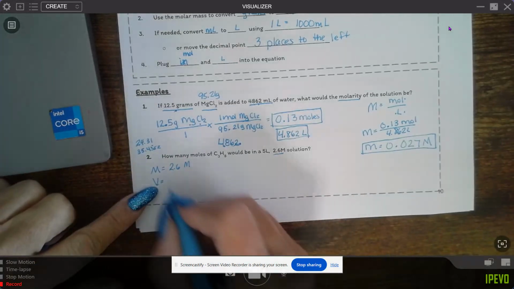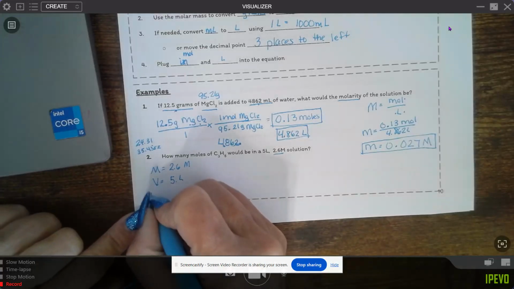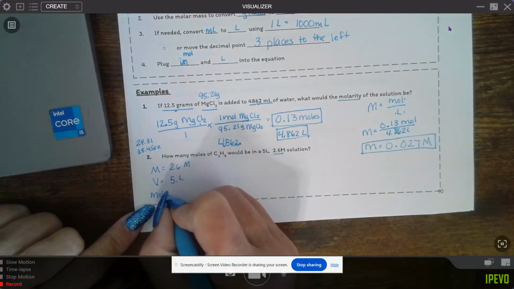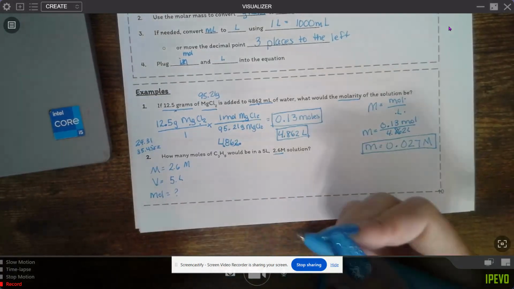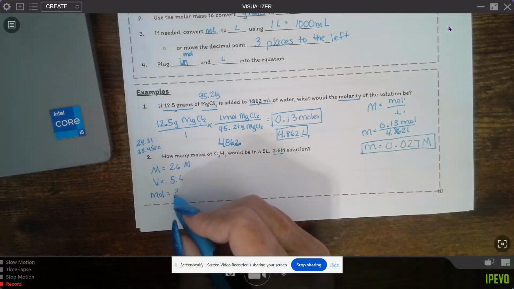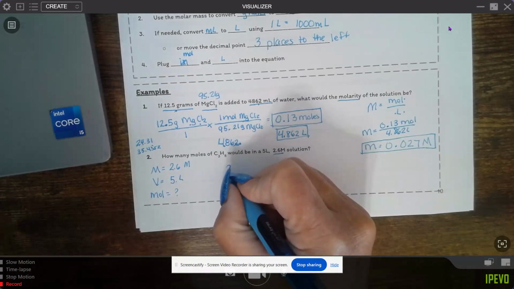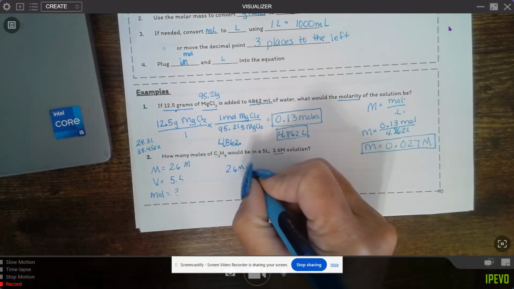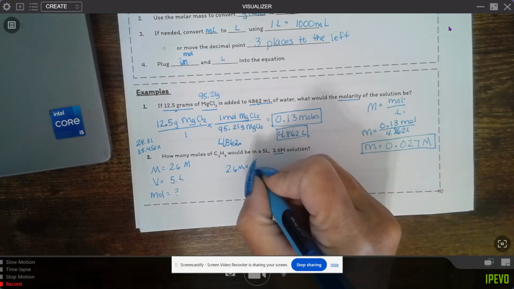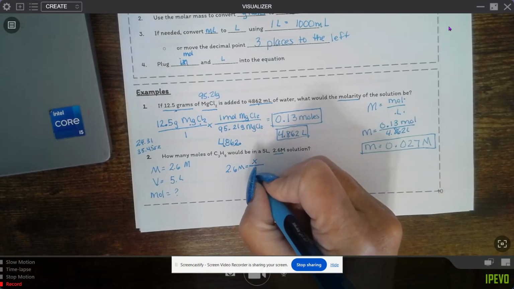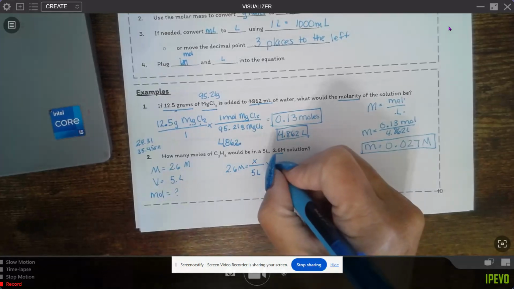The volume is 5 liters. So the only thing I'm missing here is moles, so I can plug this into my equation. Right now I don't have to use grams because I'm only looking for moles. So if I plug this in, I'm going to do 2.6 is equal to X, the number of moles, over 5 liters. So I'm going to multiply both sides by 5.